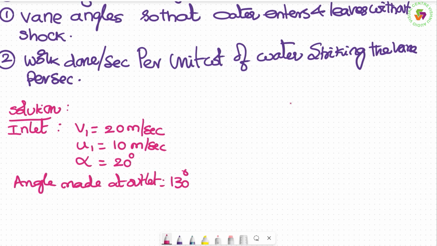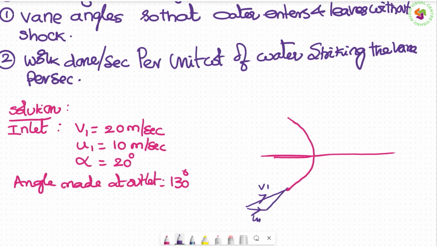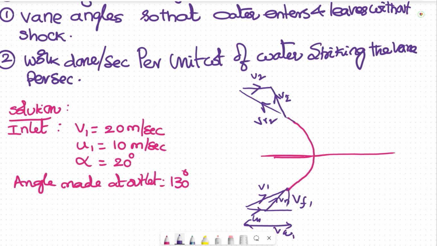Just for your understanding, I will draw one simple thing without complicating. This is the center line. Here this is V1, U1, this is VR1. This one is VW1, VF1. Here it is VR2, then this is U2, then joining is V2, its components are VW2, VF2. So now, this is alpha for us, this is theta for us, and this is phi for us, this is beta.